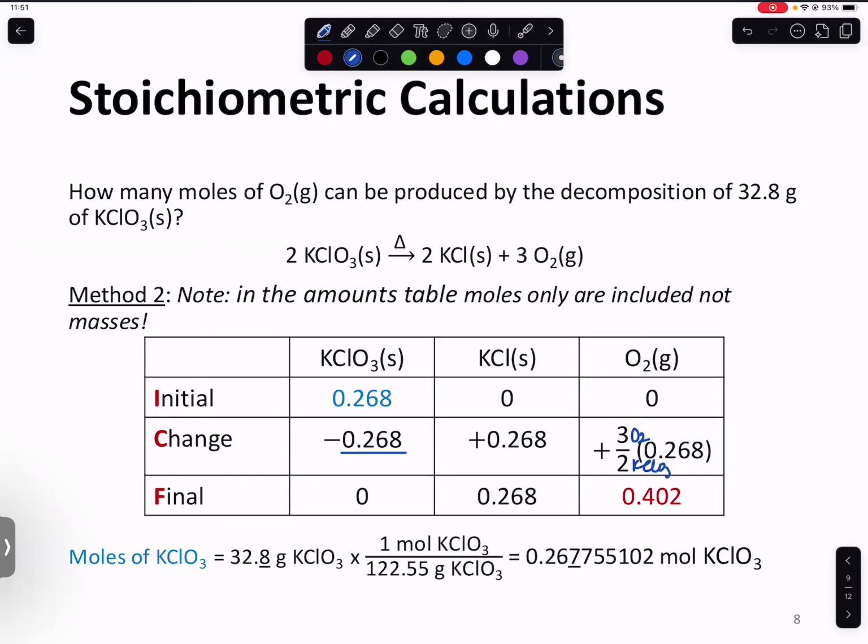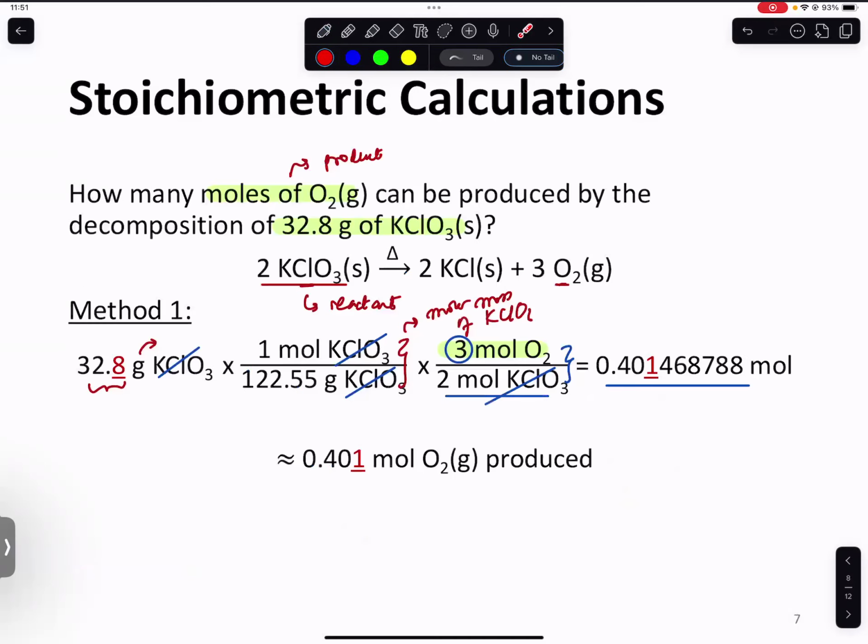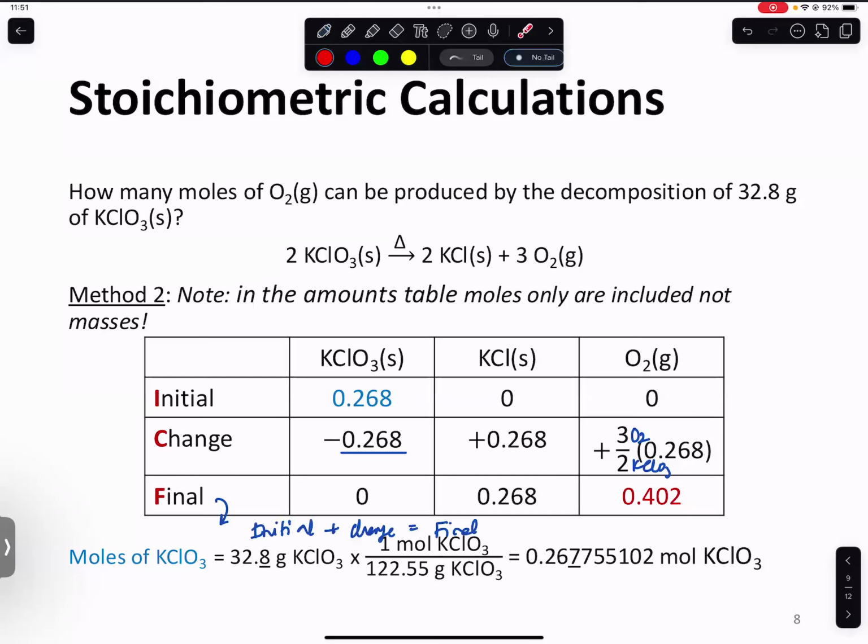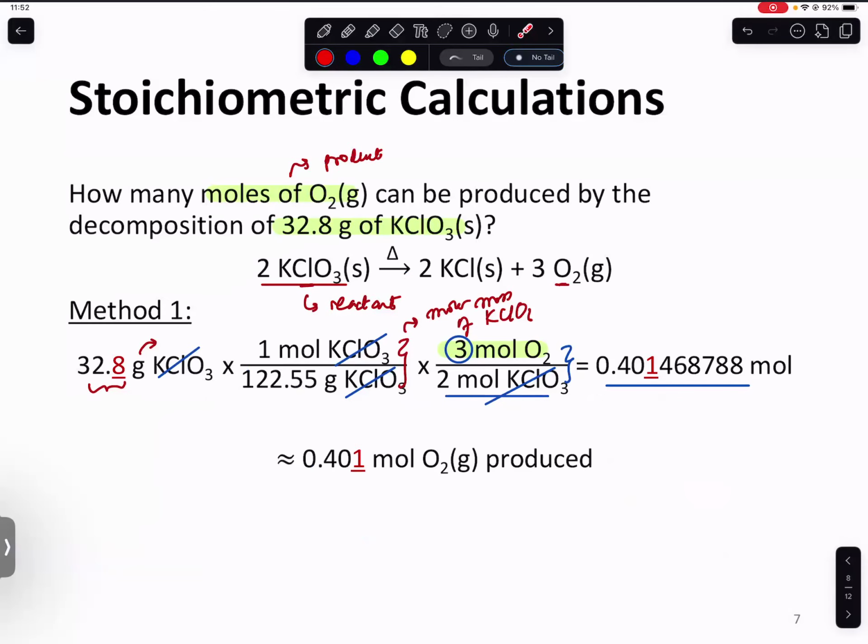Now the final is simply, we'll add up the initial plus change rows to give me the final. And of course, if you notice here, it's 0 at the end of the reaction for KClO3. For KCl, it's 0.268 and 0.402 for oxygen, which is nearly the same exact answer as I got from here. Okay, so whatever method you want to use, please feel free to use it. I think the first one is a simpler one, so you might want to stick with it.